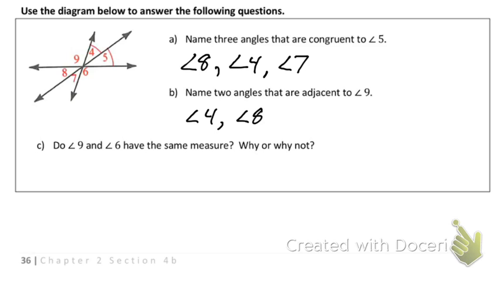Do 9 and 6 have to have the same measure? Why or why not, Ethan? Yes, because they're vertical angles. Perfect.